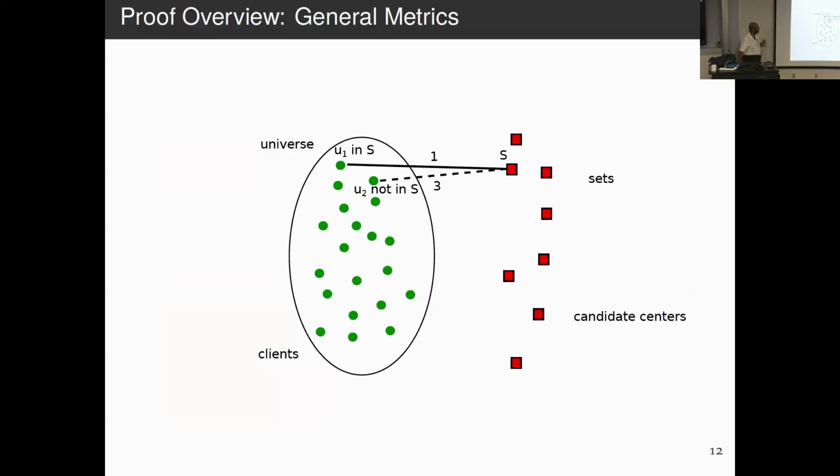Let's see the proof. So you are given a set system. The things in red are the sets, and the things in green are the universe elements. The things in green we can think of as the points to cluster, and the things in red are the candidate centers. And we need to now specify the distances between them. So if a set covers a universe element, put it at distance 1. Otherwise, put it at distance 3. This satisfies triangle inequality, right?